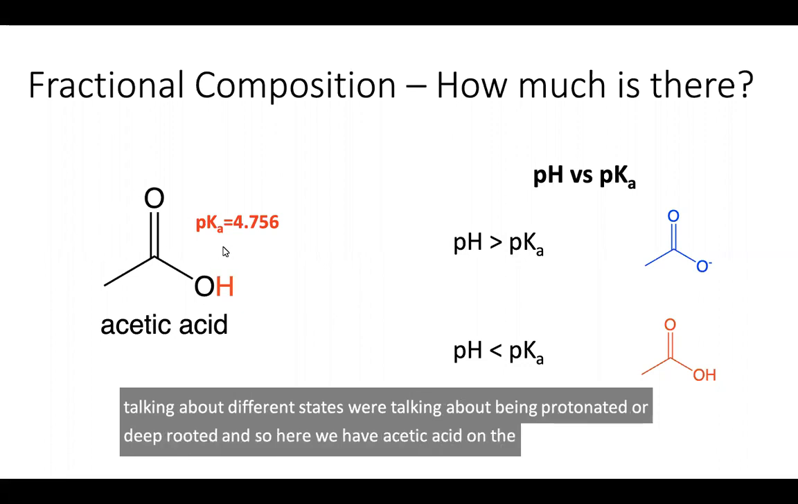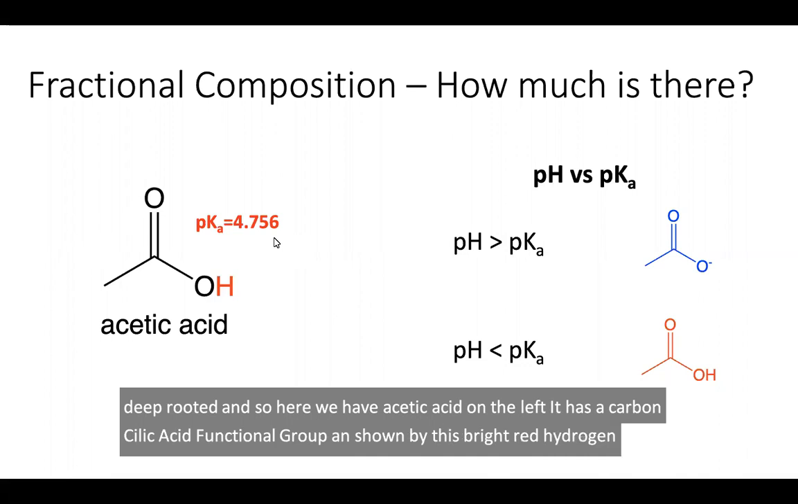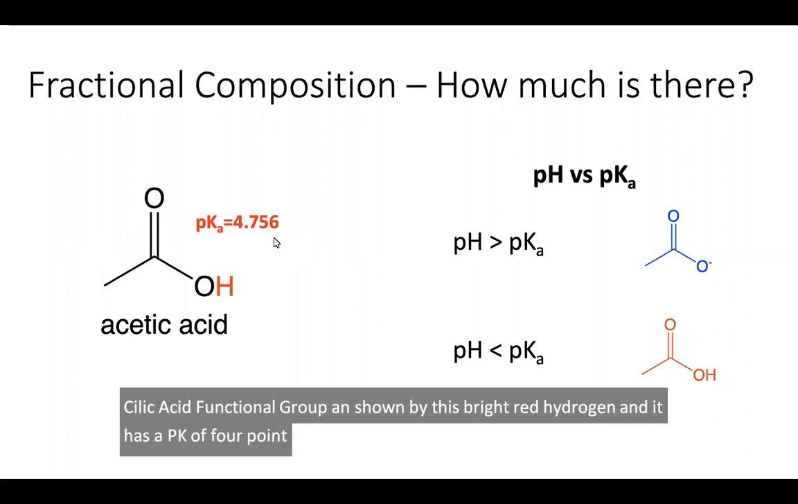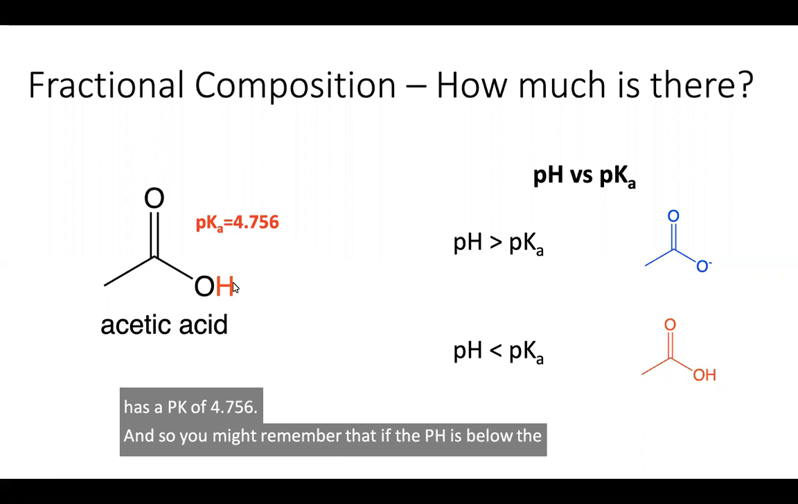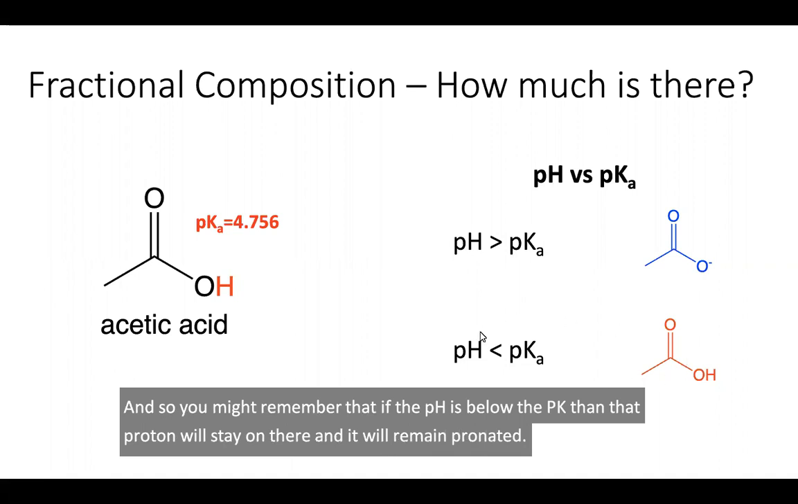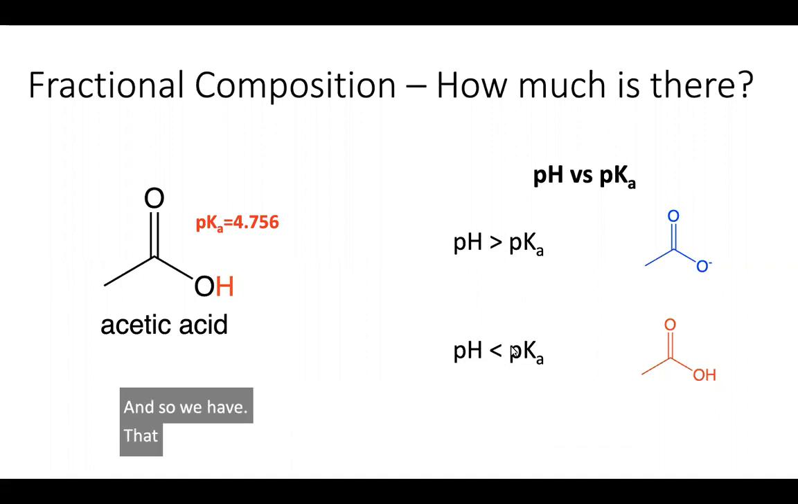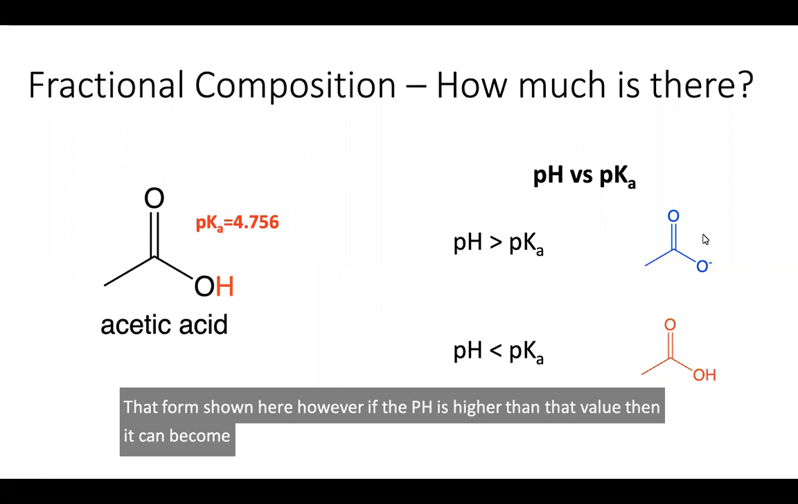It has a carboxylic acid functional group, shown by this bright red hydrogen, and it has a pKa of 4.756. And so you might remember that if the pH is below the pKa, then that proton will stay on there and it'll remain protonated. And so we have that form shown here. However, if the pH is higher than that value, then it can become deprotonated, providing this acetate form.